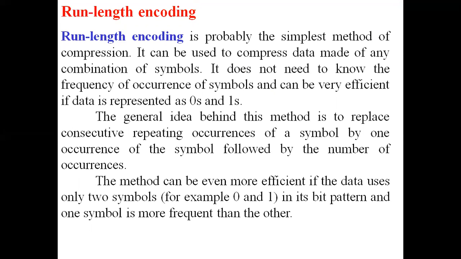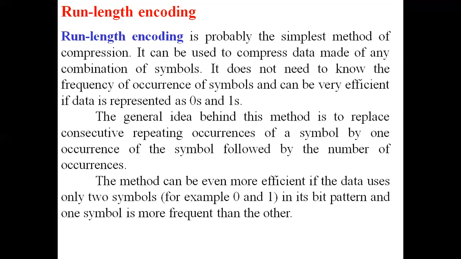First example of this is run length encoding. It is probably the simplest method of compression. It can be used to compress data made of a combination of symbols, and it does not need to know the frequency of occurrence of those symbols. If the data is represented as 0 and 1, this is the most efficient scheme. The basic idea behind this method is to replace every consecutive repeating occurrence of a symbol by one occurrence of the symbol followed by the number of occurrences. That means however many times a character or an alphabet has been repeated, you will just represent that.